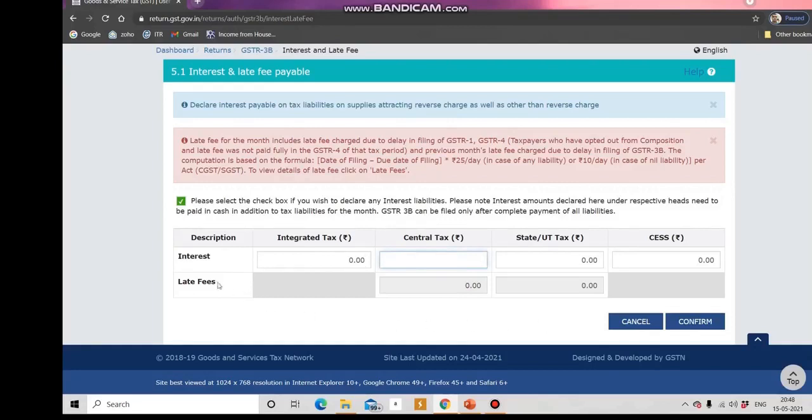Also late fees. Late fees is chargeable when we miss the due date of filing of return. It is automatically calculated by the system. Then once it is calculated we have to pay it and then file the return.